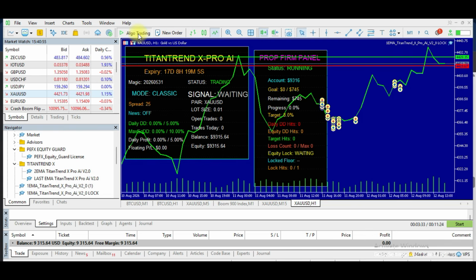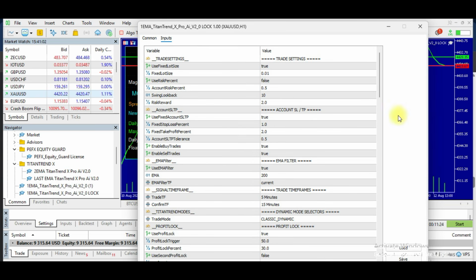The status will change to trading. You can see I've turned it on and it says trading, so I turn it off back because I am teaching you something here right now.